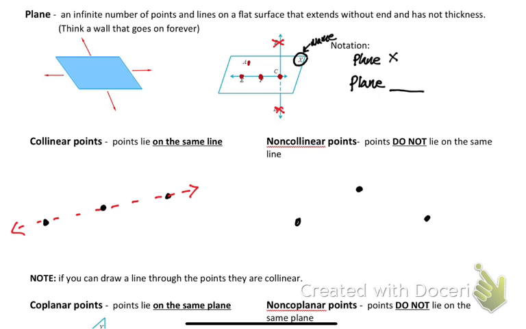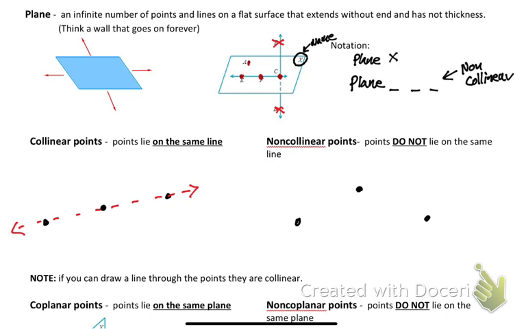All right, so we have collinear, non-collinear. Let's go back up to the plane and how to name a plane. To name a plane, we said we need 3 letters. Let's go 1, 2, 3 letters. Those 3 letters have to be non-collinear.